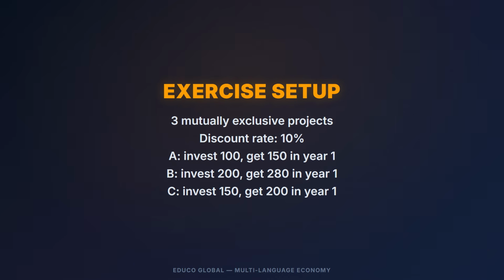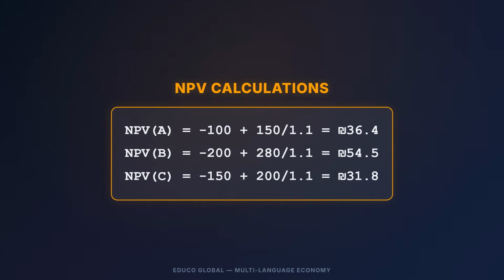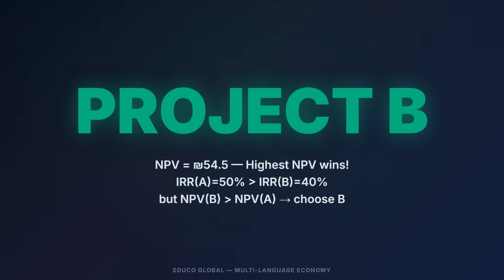NPV of A, -100 plus 150 divided by 1.1 equals 36.4. NPV of B, -200 plus 280 divided by 1.1 equals 54.5. NPV of C, 31.8. Project B wins with an NPV of 54.5. Notice that Project A actually has a higher IRR of 50% versus B's 40%. But we choose B because it has the higher NPV. This is a perfect example of the NPV-IRR conflict.